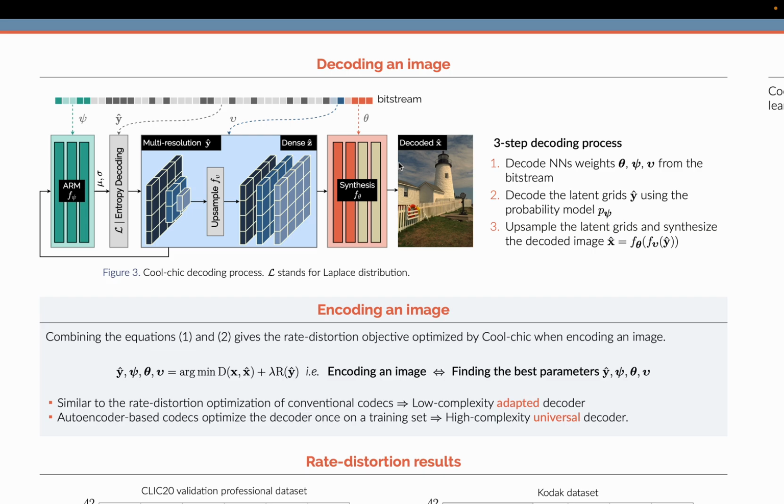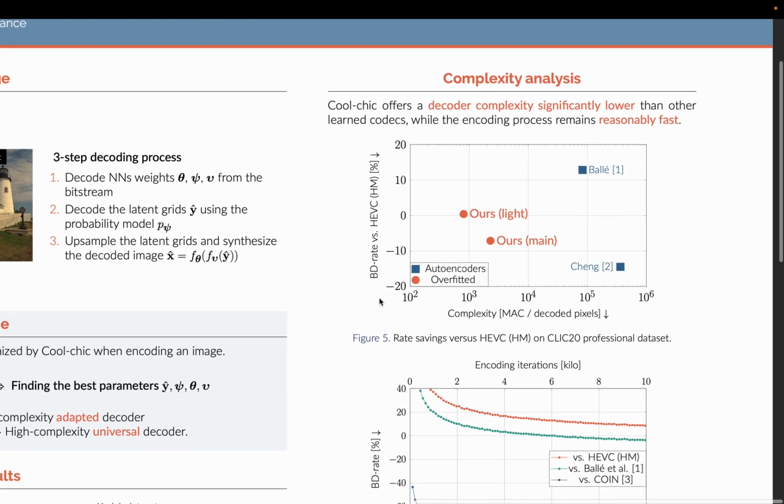So, as I said before, our goal is to learn one decoder for each image to transmit. Encoding an image means learning the best parameters, so the best latent representation and the best neural network parameters for each image, and we learn that by optimizing a rate distortion cost, which is the distortion between the compressed and original image plus the rate required to decode this image. Now let's see some results.